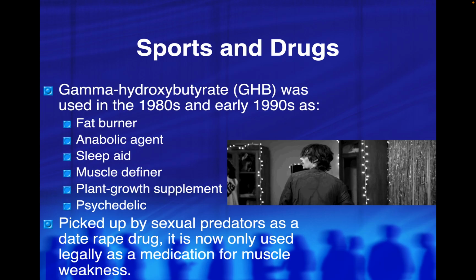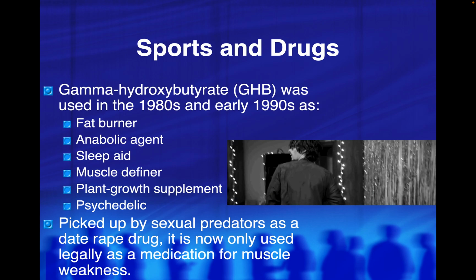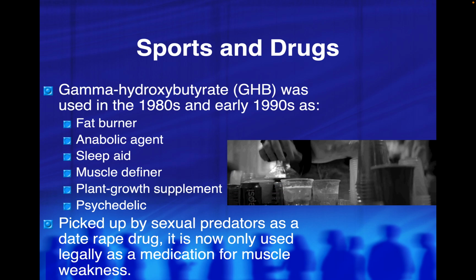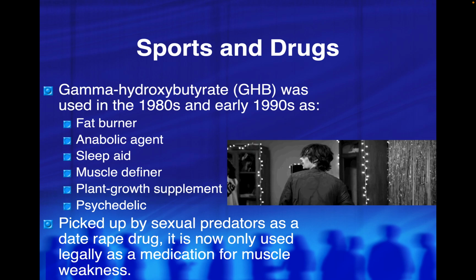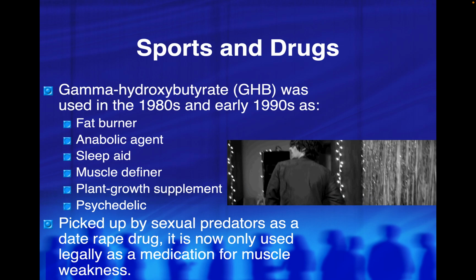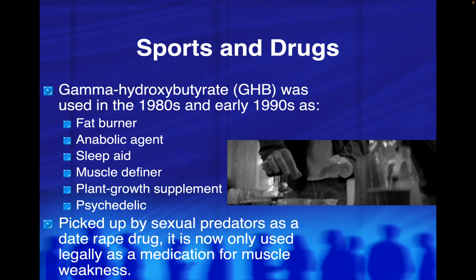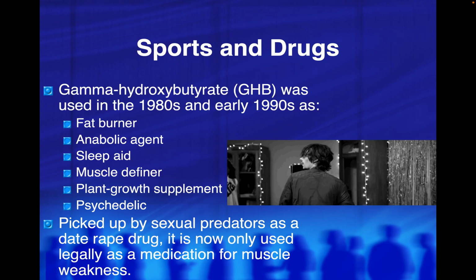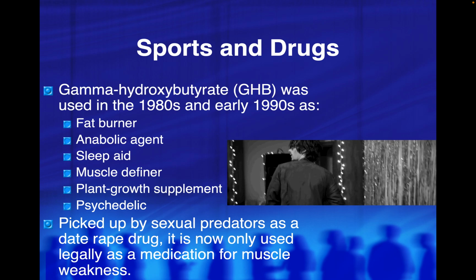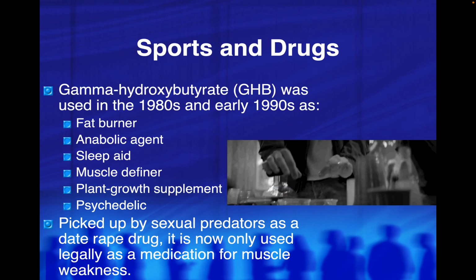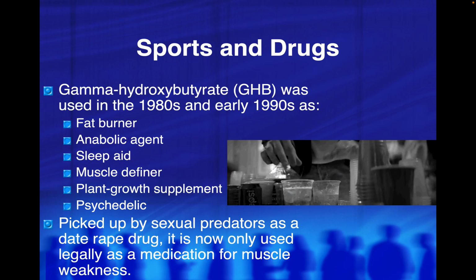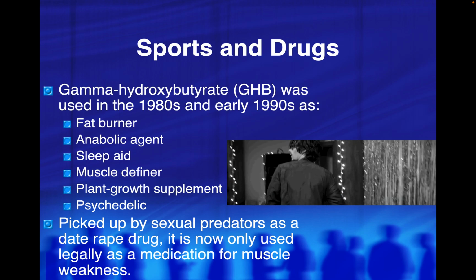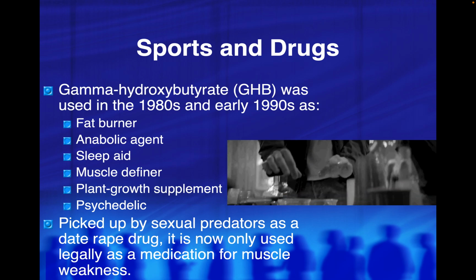Gamma hydroxybutyrate, GHB, was used in the 1980s and early 1990s as a fat burner, as an anabolic agent, as a sleep aid, as a muscle definer, as plant growth supplement, and as a psychedelic. It was picked up by sexual predators as a date rape drug and is now only used legally as a medication for muscle weakness. And that is a picture of a guy dropping GHB in drinks so that he can have his way with someone. It is GHB that Bill Cosby used to anesthetize his rape victims.